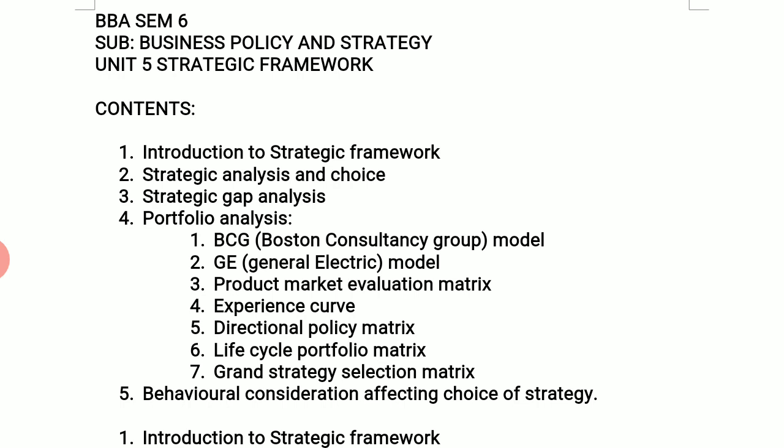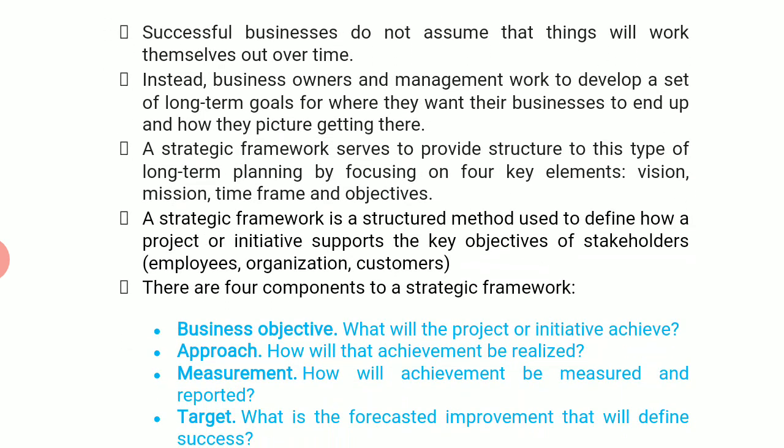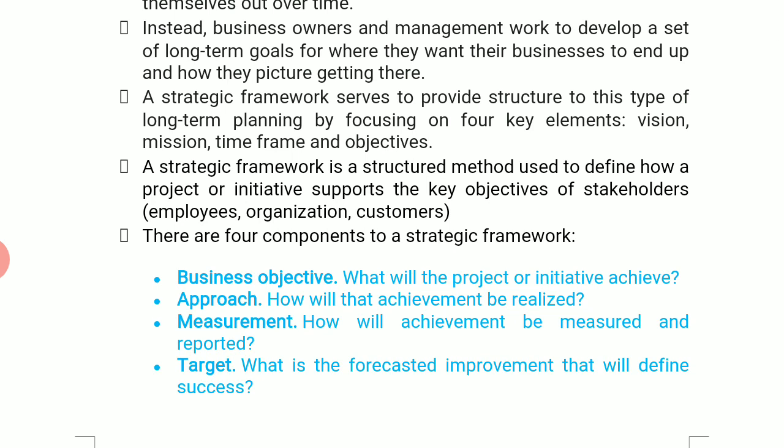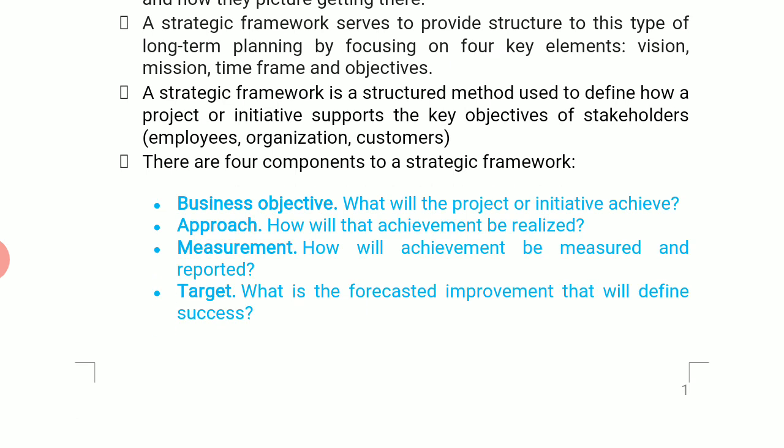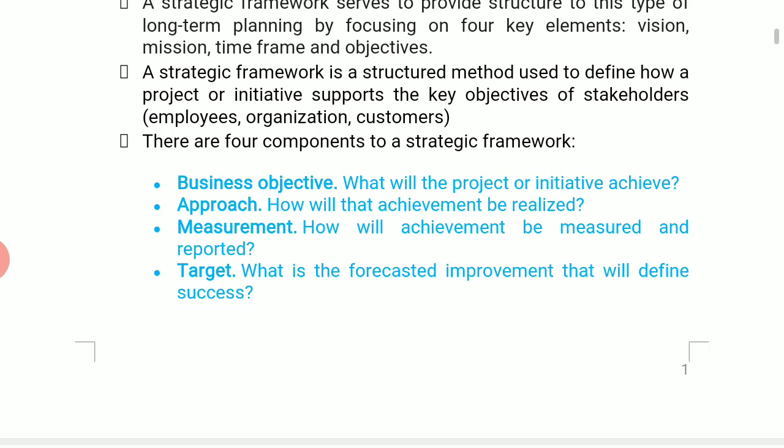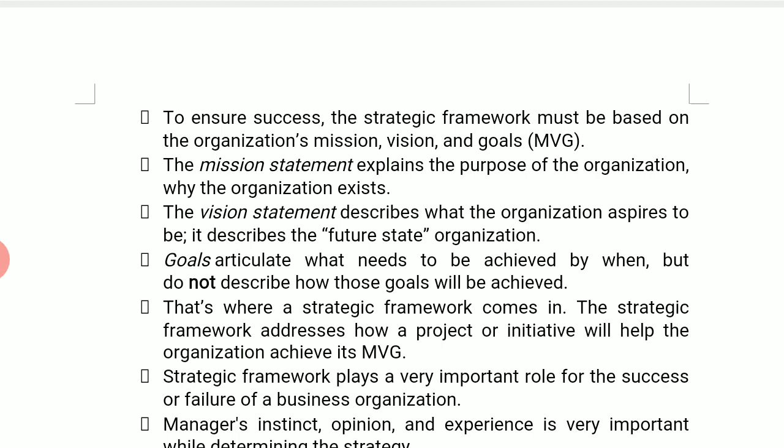But before going to the strategic gap, let us quickly refresh ourselves with the strategic framework. Strategic framework is a method used to define how a project or initiative supports the key objectives of the business, or maybe the key objectives of the stakeholders. It plays a very important role as far as the success or the failure of a business organization is concerned, right? There are 4 important components of strategic framework, that is business objective, approach, measurement and target, on which the whole structure of strategic framework is dependent.